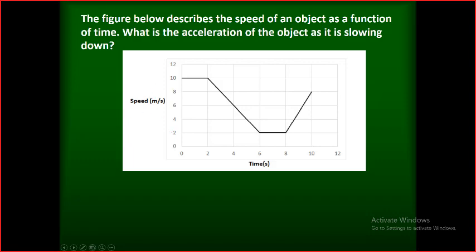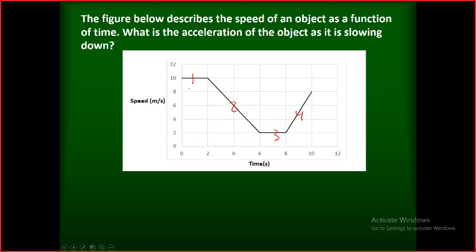But if we have v, we should have plus and minus. Anyway, all the values are now in the plus, and we have 4 stages: stage number 1, stage number 2, stage number 3, stage number 4. Okay, and the question is, what is the acceleration? We have 4 accelerations. Where exactly is it asking about? The object as it is slowing down. We have to choose the part of the graph where the object is slowing down.